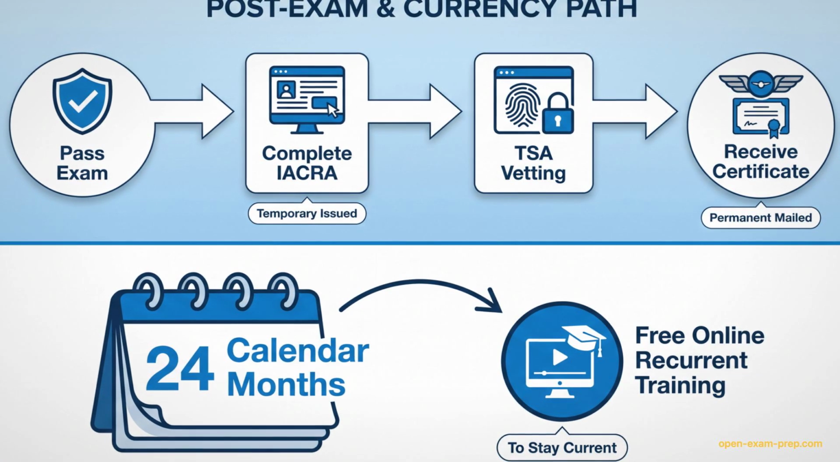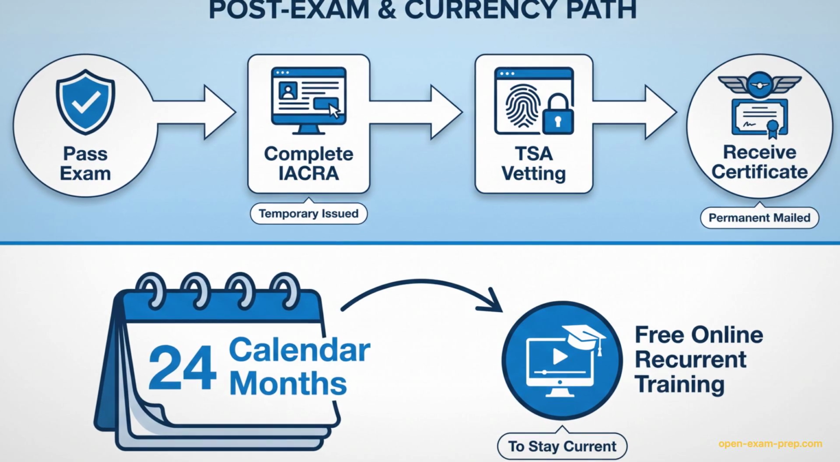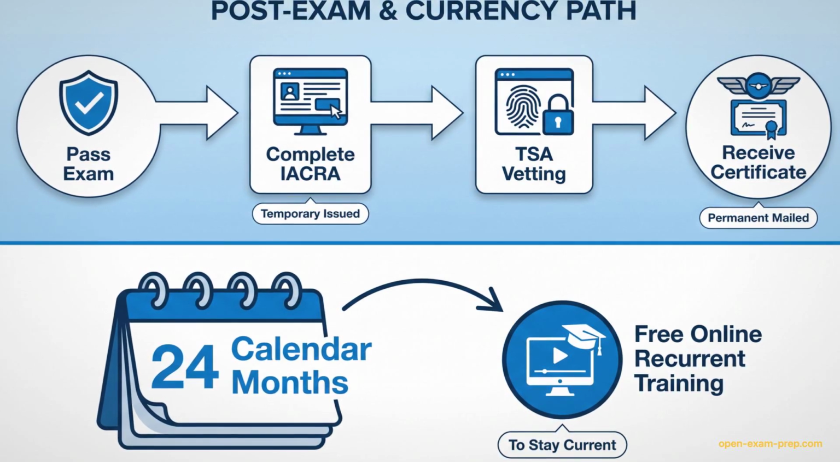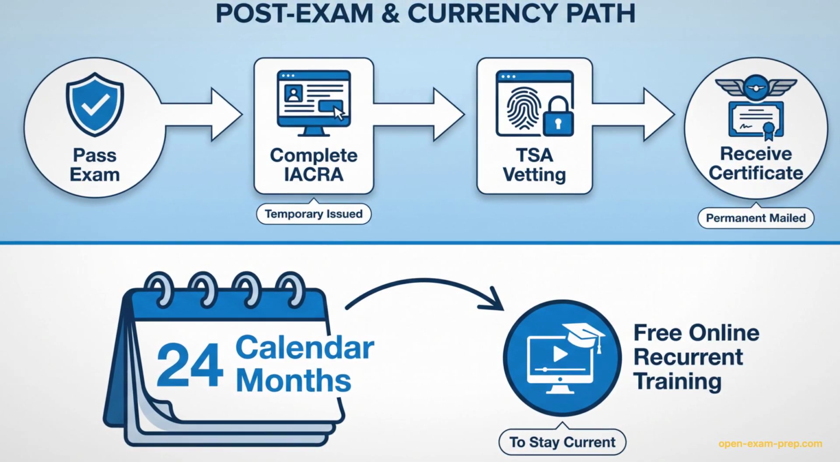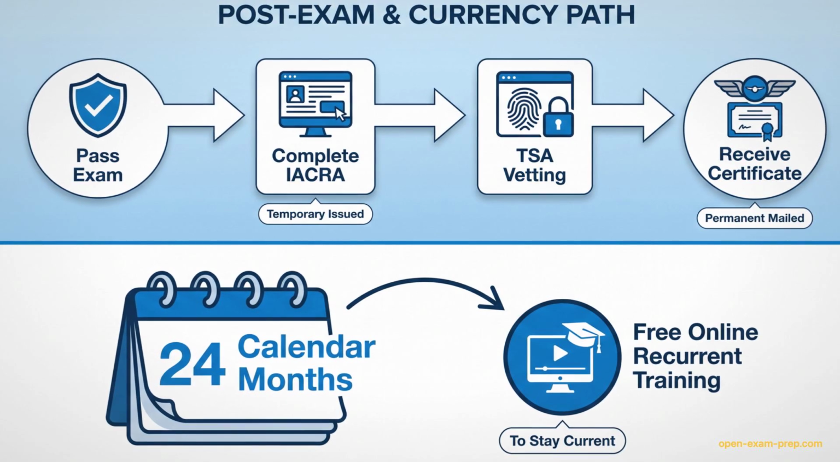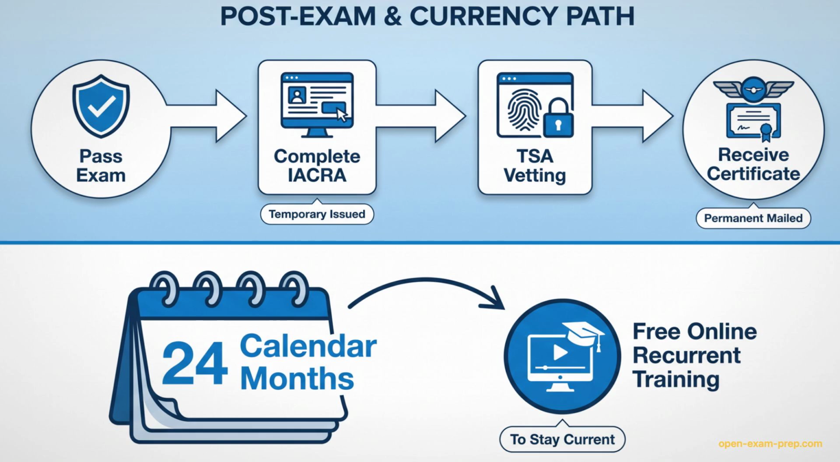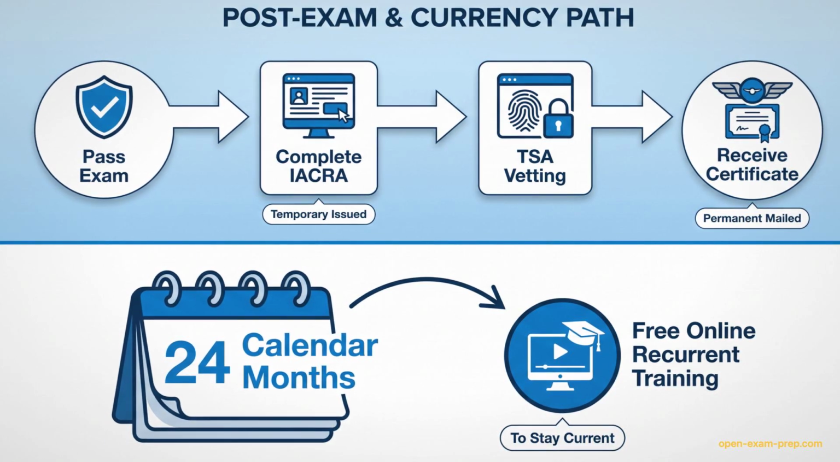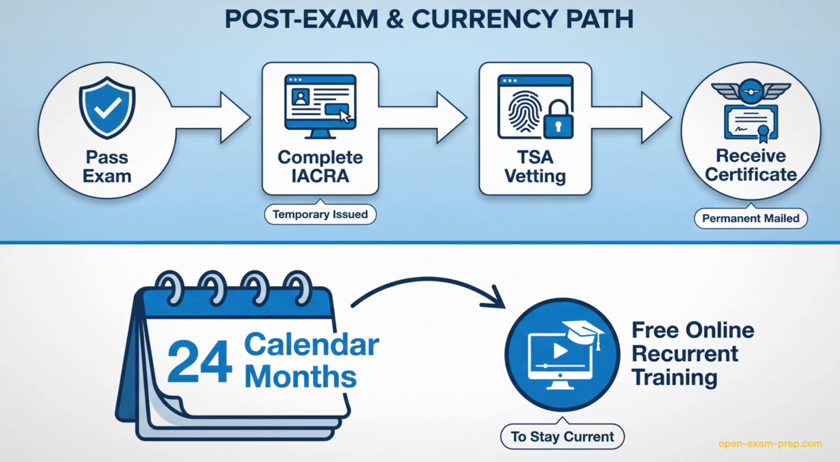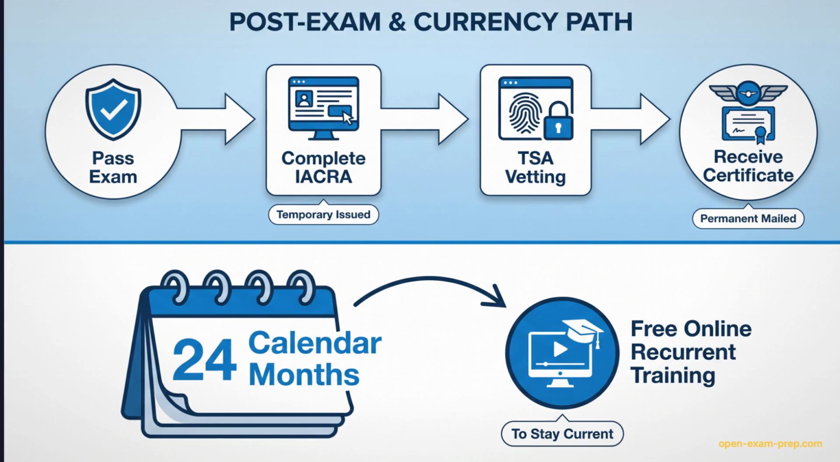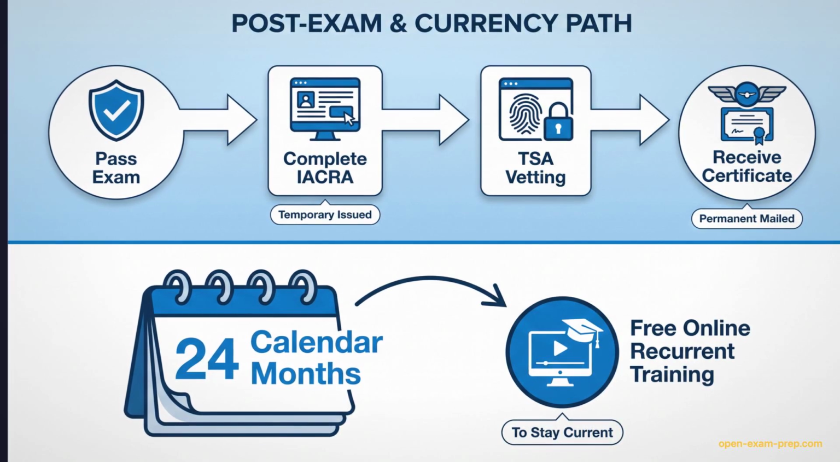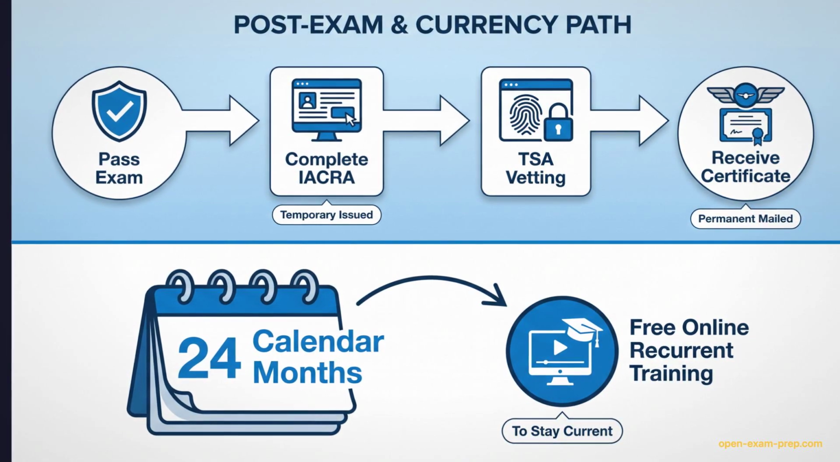Passing the exam is just the first step. Afterward, you'll complete an application through the FAA's IACRA system and undergo a TSA security check. Once approved, you'll receive a temporary certificate to print and carry, with the permanent card arriving by mail. Remember, your certificate doesn't expire, but you must complete free online recurrent training every 24 months to stay current. This process keeps your knowledge sharp and ensures you're up to date on any new regulations from the FAA.